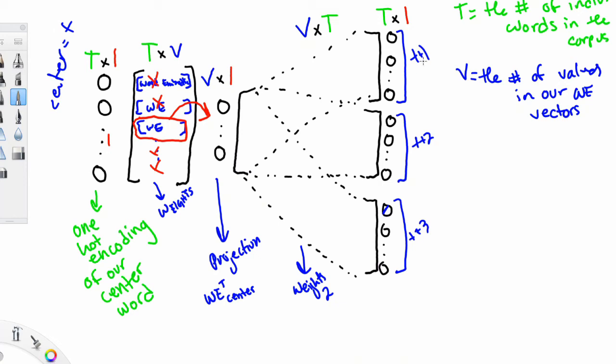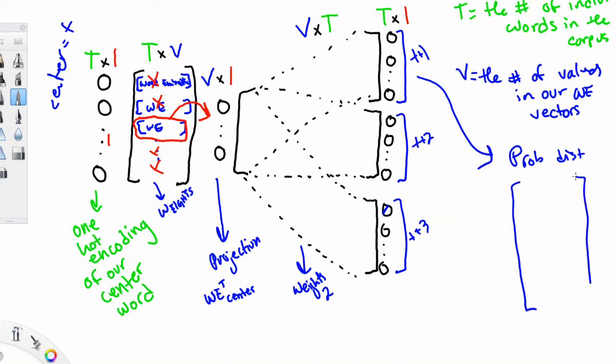So here at each layer, this is a probability distribution that looks like it's probably a pretty big matrix like this, and each spot in the matrix is only one value from 0 to 1, and each spot here represents a possible context word.